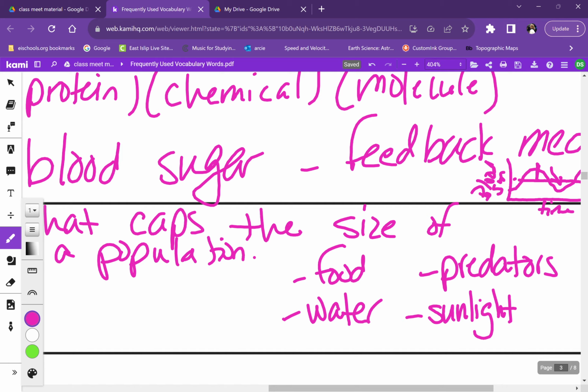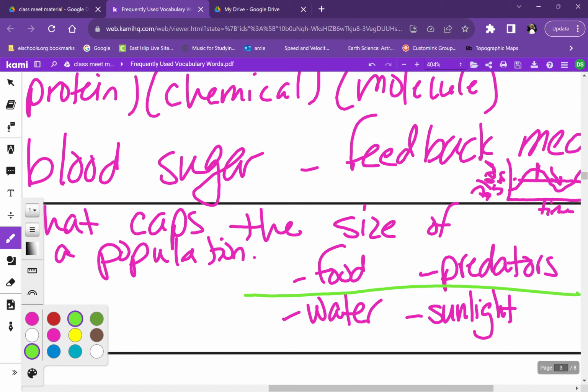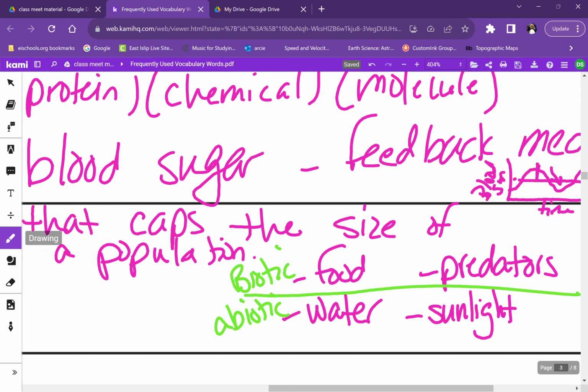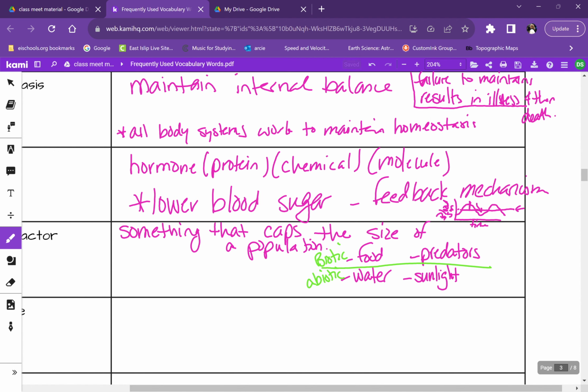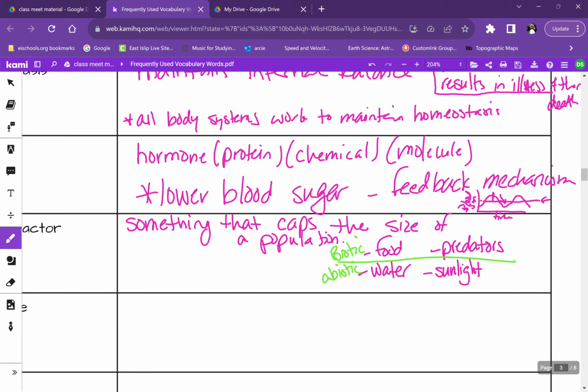Now if we look at these things, 2 of them are biotic and 2 of them are abiotic. You should know that if I draw a line like this, everything at the top is biotic and everything down here is abiotic. That's always going to be important to know. When you talk about these words, you have to know the vocabulary word and then an additional vocabulary word as well to be able to answer those questions.